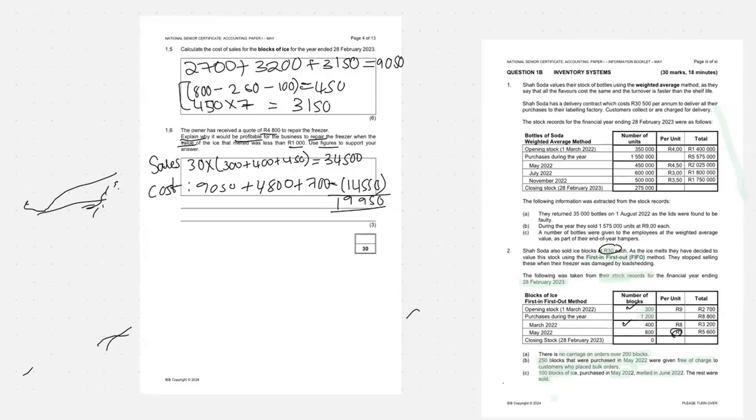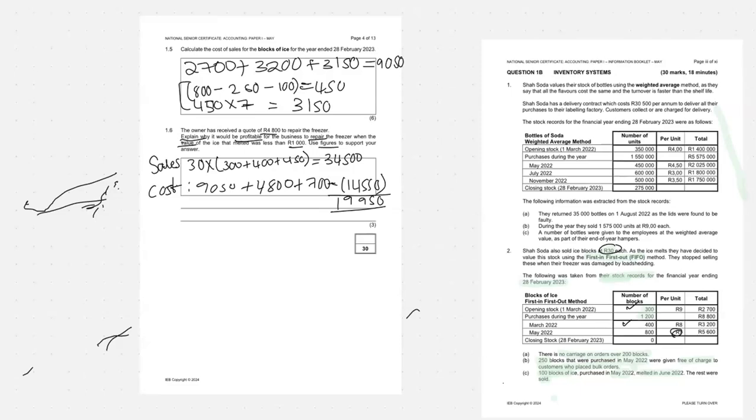So you take the total value of your opening, plus March's purchases, and then plus May's amount that was sold, which is 450, that we calculated by minusing the other amount. So 450 times 7 gave you the 3,150, which is the total value of those goods that were sold from May. And that would have given you your cost of sales of 9,050.